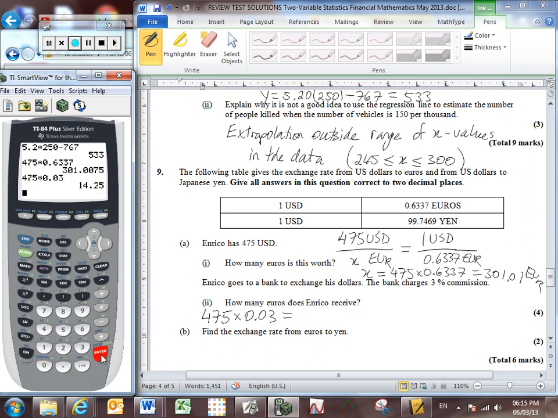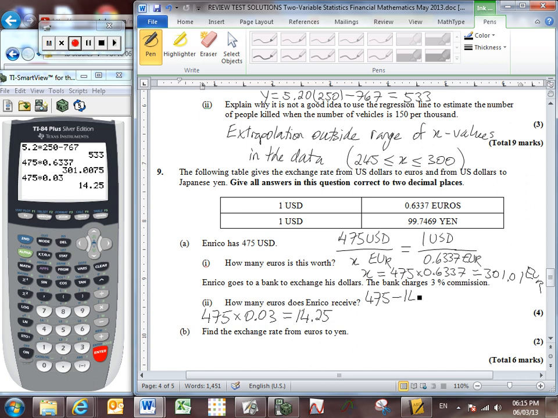And so they remove $14.25 before they even think about converting it. So let's see what actually happened then. His $475 has had this amount removed in commission.